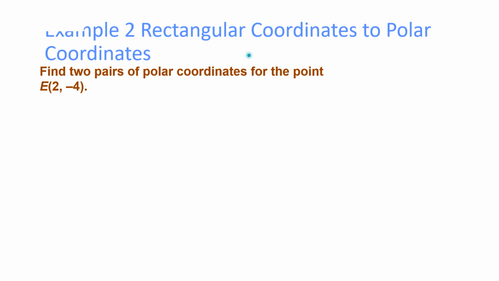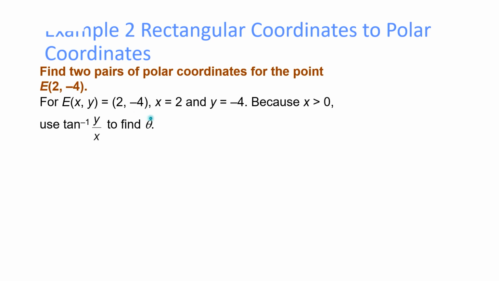In example 2, rectangular coordinates to polar coordinates. Find 2 pairs of polar coordinates for the point E(2, -4). So the x value represents 2 and the y value is going to be minus 4. Now here if you check, the x value is given greater than 0. So tan inverse y over x will be the formula to find theta. If the x value is less than 0, then you need to add 180 degrees or pi radians.